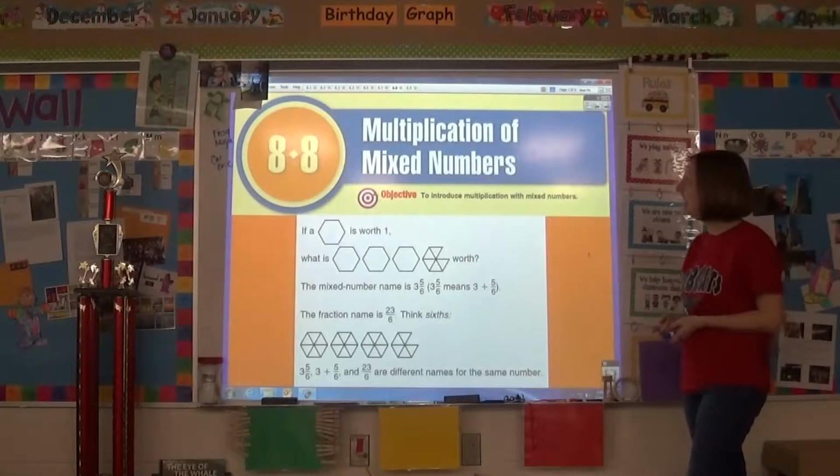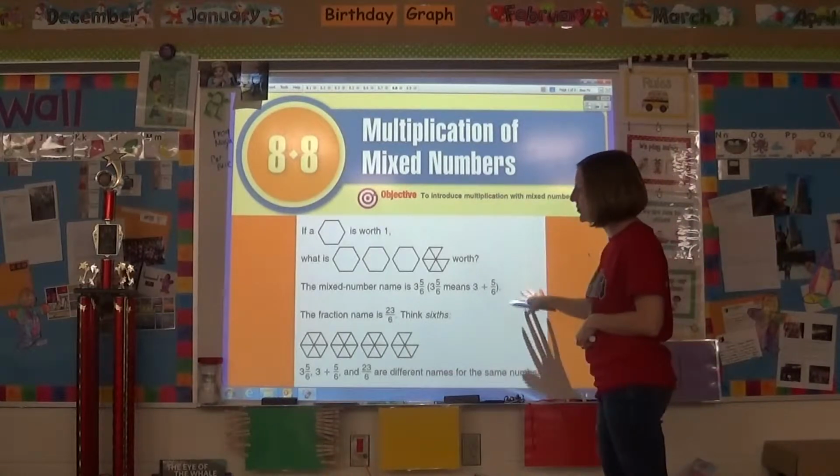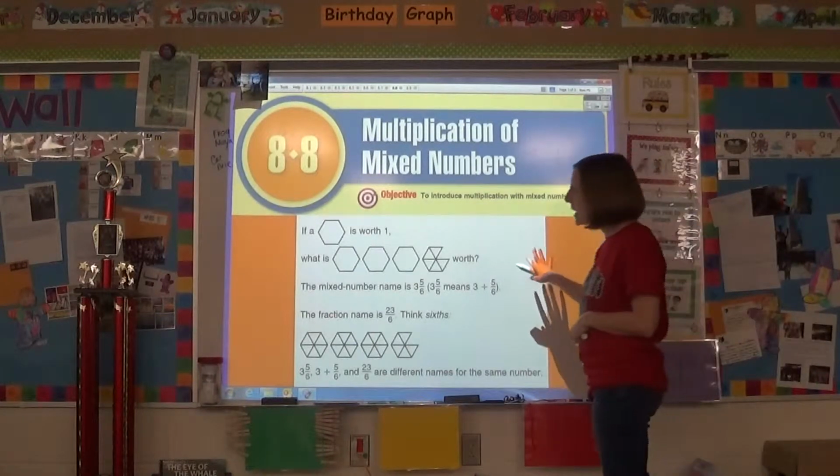Alright, lesson 8.8 is the multiplication of mixed numbers. So we're going to introduce how to do that. Just a quick review, we did this in unit 5.